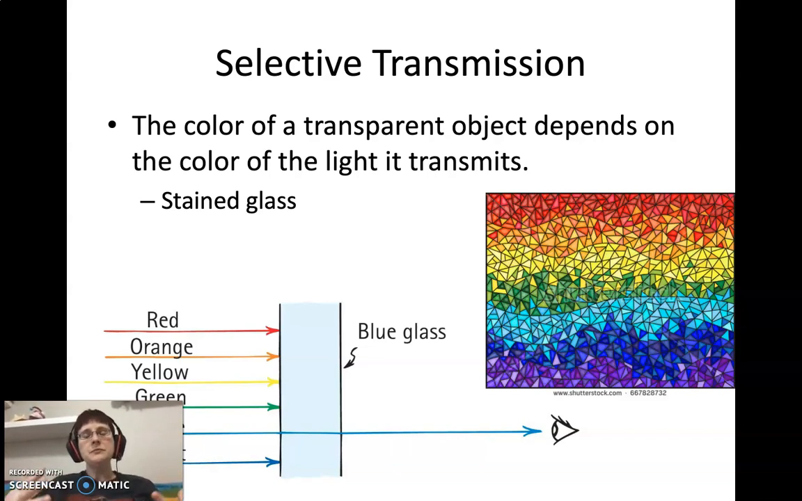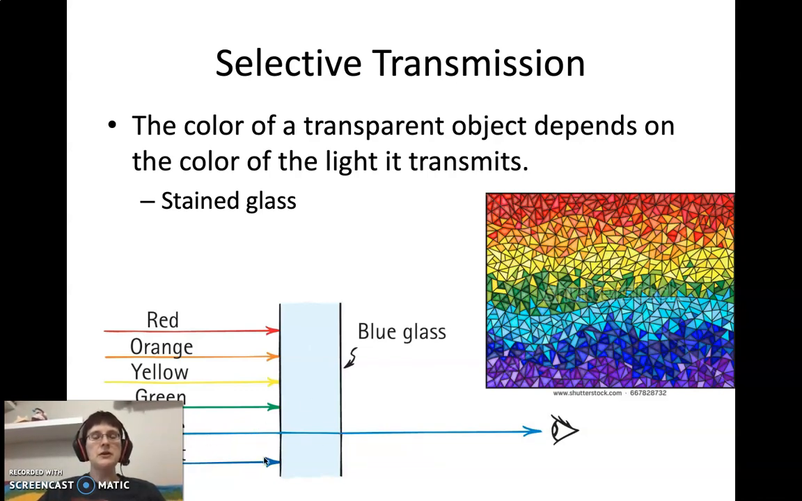And so with selective transmission, the object is going to appear to be the color that the light is being transmitted through it. So the most common example of this is stained glass. And so you've got, again, the different light frequencies, red through violet, and the glass is going to appear the color of the frequency that is transmitted through it.